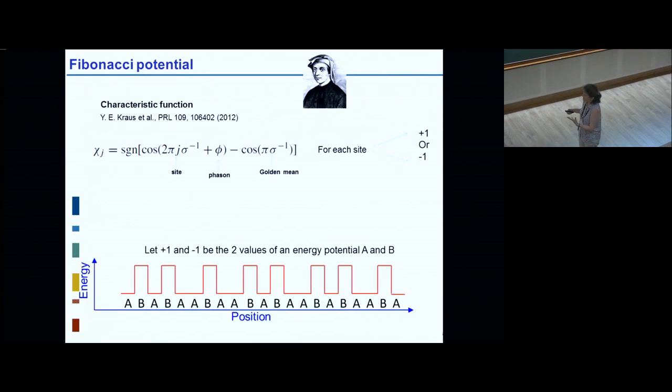And so what we want to do is to convert the +1 into a value of a potential, and the -1 into a different value. So for example, this is +1, this is -1, and we are going to construct a potential which follows the Fibonacci sequence that we got from this transformation. Don't hesitate to interrupt.